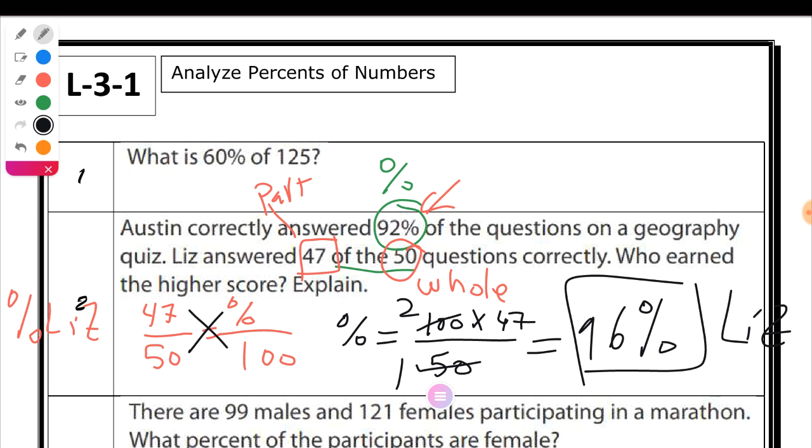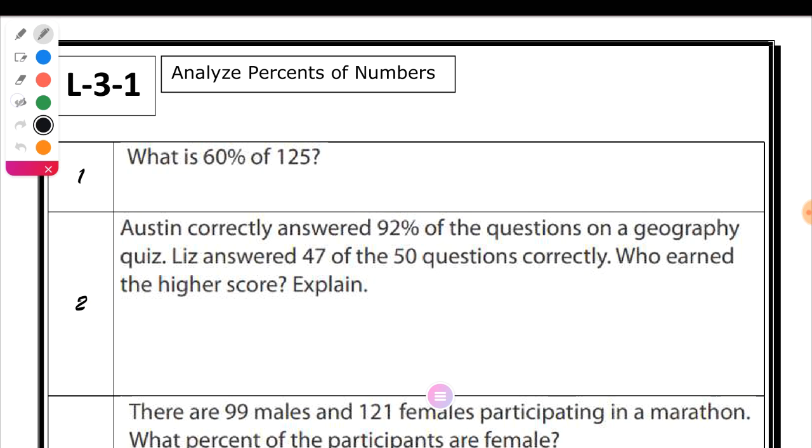Because Austin at the beginning earns only 92, so less is more than higher, or has a higher degree than Austin. Okay, this is how to use the general formula of part and whole. Okay, let's go to another question.